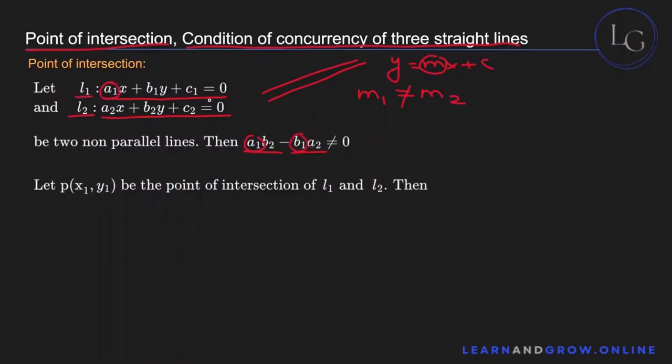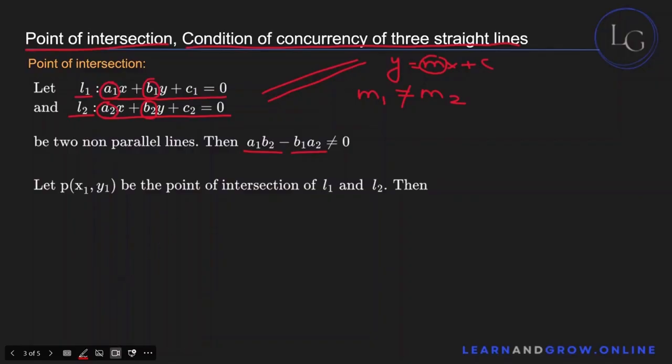b1 is the coefficient of y in line 1. b2 is the coefficient of y in line 2. And a2 is the coefficient of x in line 2. Okay, let me just rub this off before it becomes very confusing.